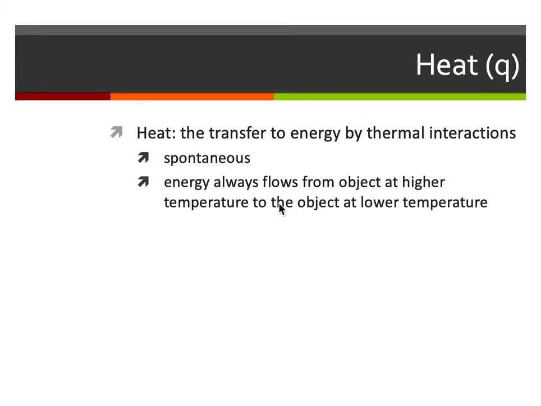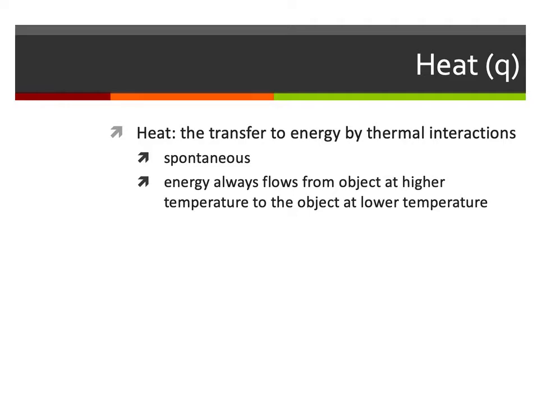Heat, which is symbolized with a lowercase q, is the transfer of energy by thermal interactions. It is a process that occurs spontaneously whenever two objects at different temperatures come into contact with each other. Energy flows from the object at higher temperature to the object at lower temperature. Always. It will always go from higher temperature to lower temperature. Whenever they reach the same temperature, that is called thermal equilibrium, and heat transfer stops at that point.